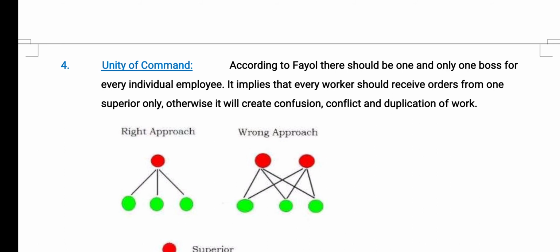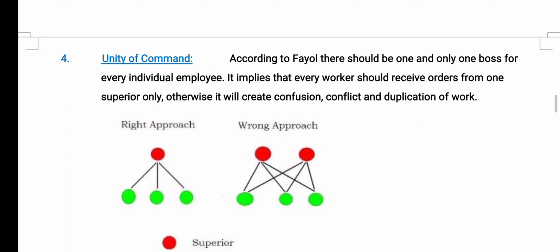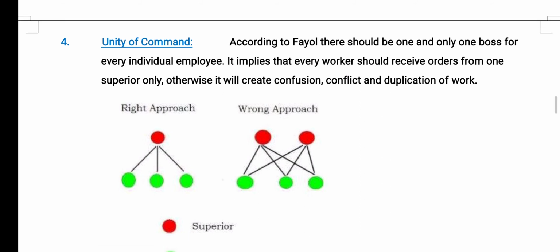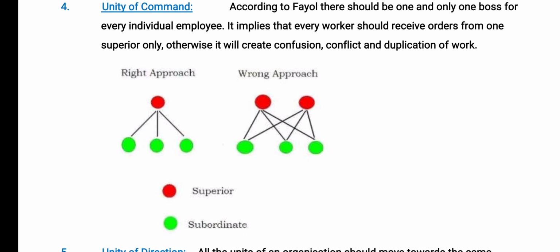Secondly, orders and instructions from only one superior provide clear direction to perform a task. Violation of the unity of command principle leads to undermining of authority and discipline, confusion and instability in the organization. You can see I have drawn a diagram in which the red circle shows the superior and the green circle shows subordinates. So the first one is the right approach.